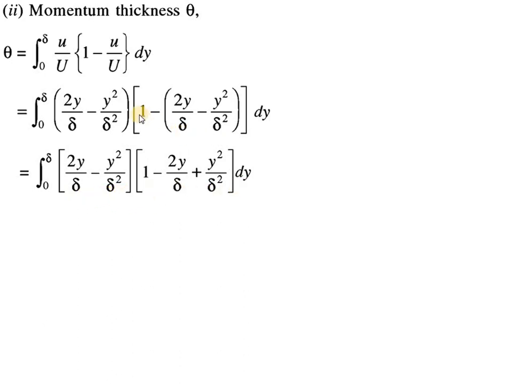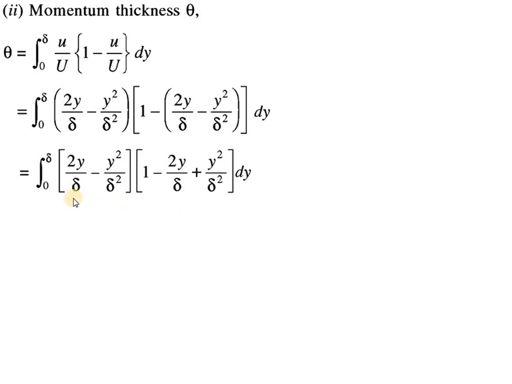In the second bracket, 1 minus 2y by delta, and 1 minus plus, so that becomes plus. So 1 plus y square upon delta square, integration with respect to y. Now we can perform multiplication. We will perform multiplication of only one term on the left bracket, and all the terms on the right bracket.